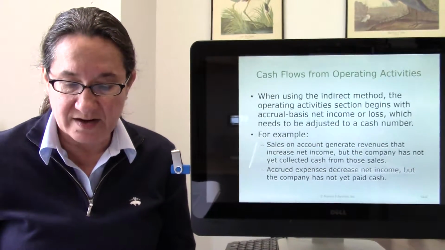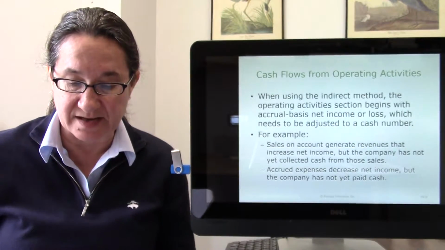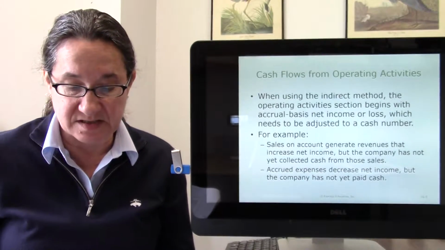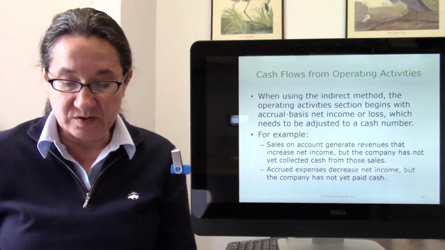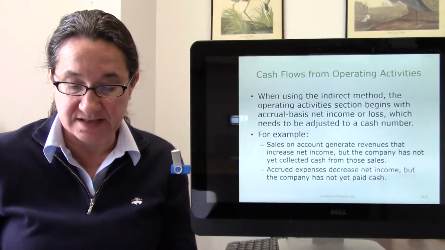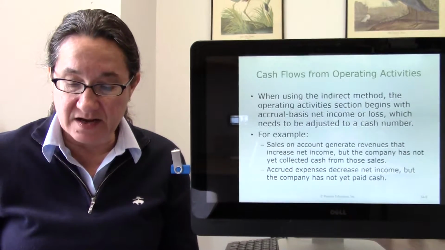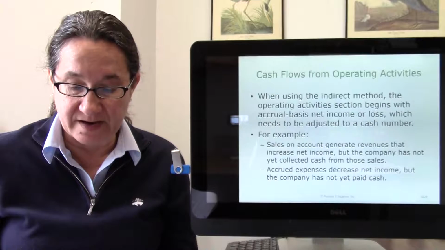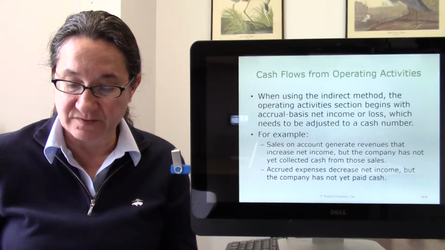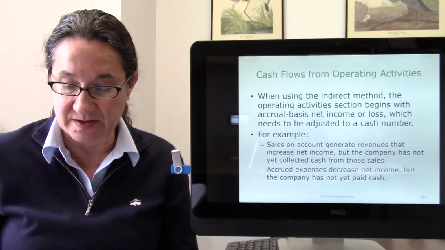When using the indirect method, the statement of cash flows operating activities section begins with net income or net loss, because revenues and expenses, which affect net income, produce cash receipts and cash payments. Revenues bring in cash receipts and expenses must be paid. But net income, as shown on the income statement, is accrual based, and the cash flows do not always equal the accrual basis revenues and expenses.